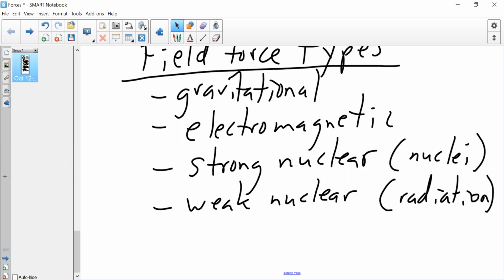And this is pretty straightforward. The gravitational force, we're going to see that that's represented by the symbol F sub G. And then electromagnetic would be F sub E for short. Gravitational force involved with masses.